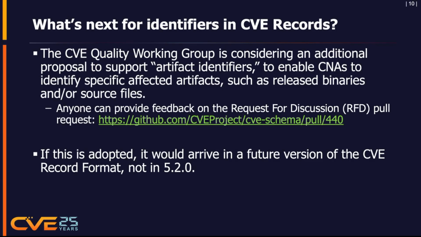Beyond that, I also wanted to highlight, if folks are interested in identifiers, or in other types of identifiers, the CVE Quality Working Group is still continuing to work on this identifier problem. One of the other pieces we've been looking at is better support for more granular identifiers, what we're calling artifact identifiers, to make it easier for CNAs to identify specific affected artifacts like released binaries or source files. There is an open proposal, a request for discussion, which I provide the link to here. It's on the CVE schema repository. This is still a proposal. It hasn't been accepted or rejected yet. If folks take a look at that and have feedback or thoughts, we'd love to hear it. If it's adopted, it would arrive in a future version separate from what we're doing here in 5.2.